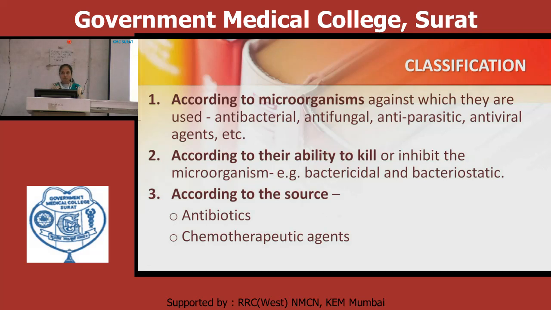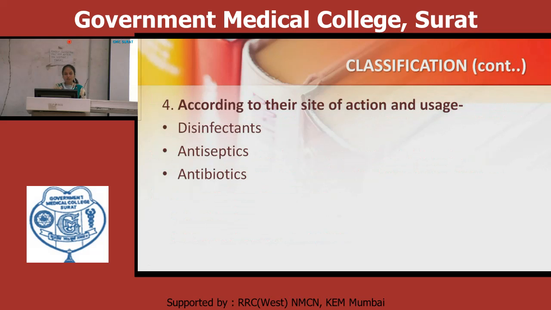According to their ability to kill or inhibit the microorganism, the second classification is bactericidal and bacteriostatic. Third one is according to the source of antimicrobial agents, that are the antibiotics and chemotherapeutic agents. Fourth one is according to their site of action and uses. They are the disinfectant, antiseptic or antibiotics.